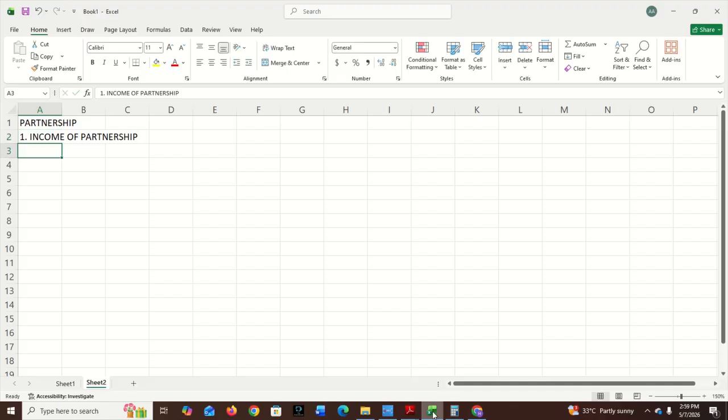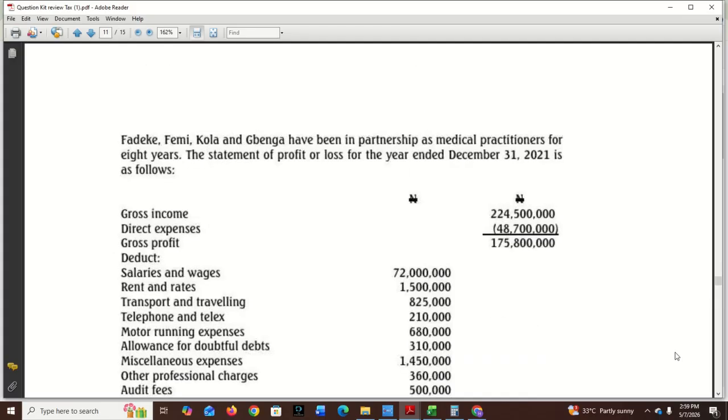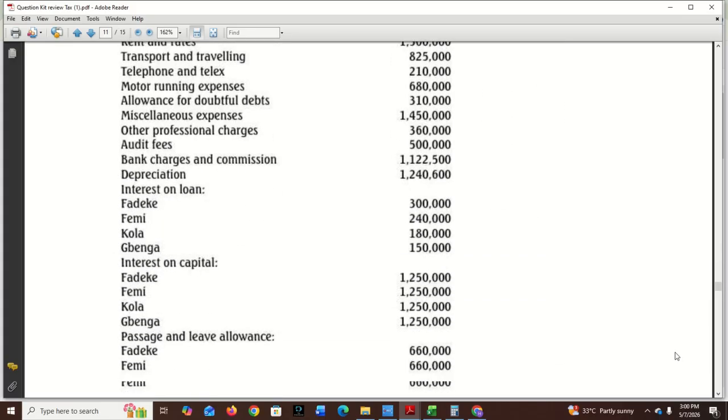Let's go and compute the income of the different partnerships. So the first thing, of course, is to start from the net profit given in the question. Then we add back disallowable expenses. So what's the net profit?